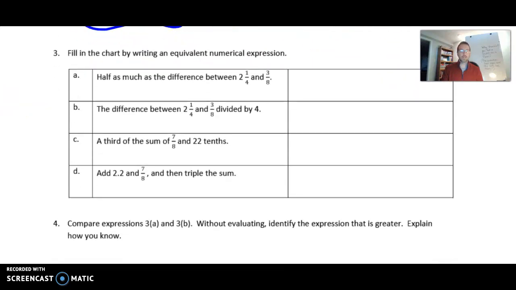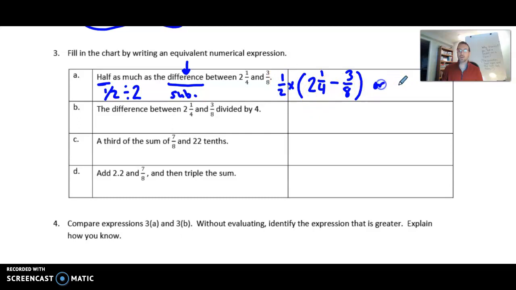And let's do number 3 as many as we can. We got 2 minutes. Half as much as the difference between 2 1/4 and 3/8. Well, we just talked about difference as a key word, meaning subtract. And half is another way of saying divided by 2. So we need to find the difference. We got to find an answer to the subtraction problem. So I'm going to say, well, I need 2 1/4. I'm going to subtract 3/8. I'm going to do that first, put it in parentheses. Because again, I need to find an answer to the subtraction problem. And then I want half as much. So I could do half as much, or I could keep my 2 1/4 and subtract 3/8. And at the end, I could divide it by 2. That would certainly work.